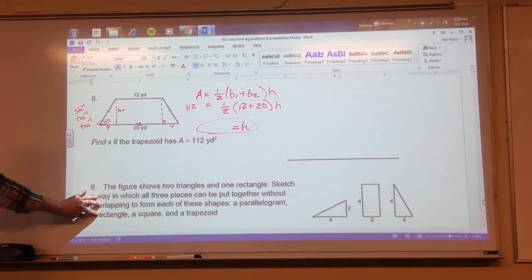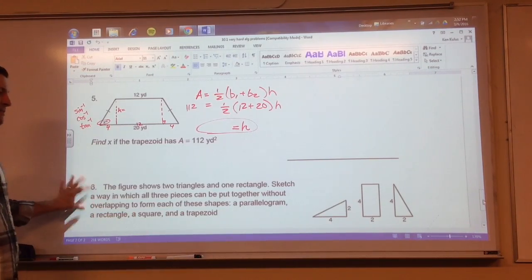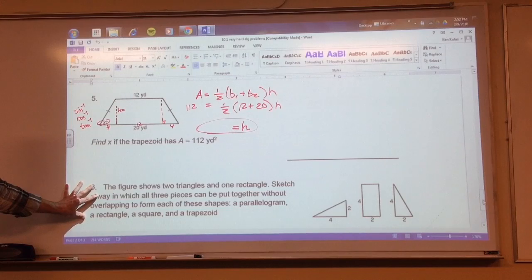Problem 6 is a drawing problem. You can draw it down below. I'd like you to try problem 6 without my help. See if you can read the directions and solve.